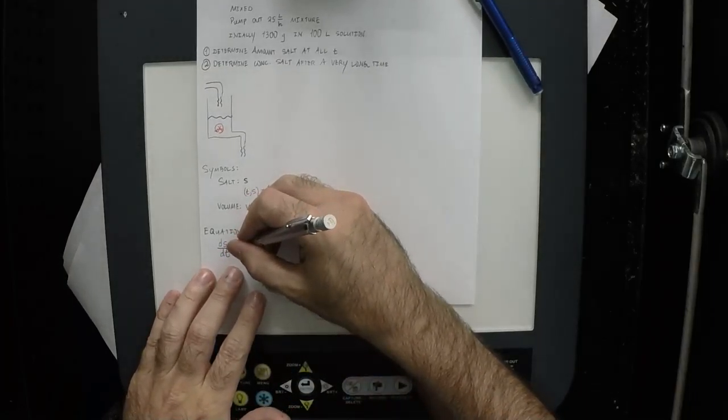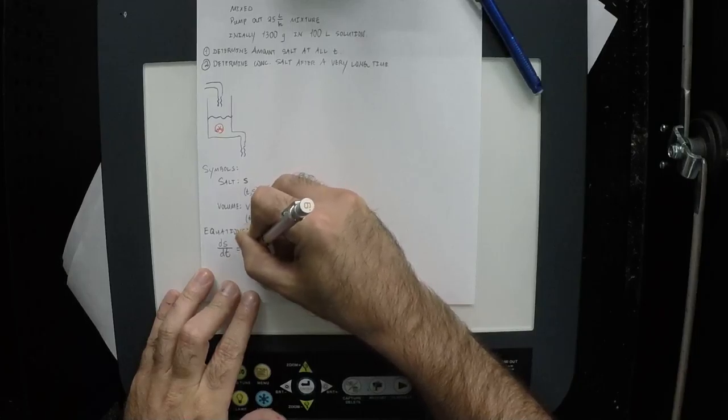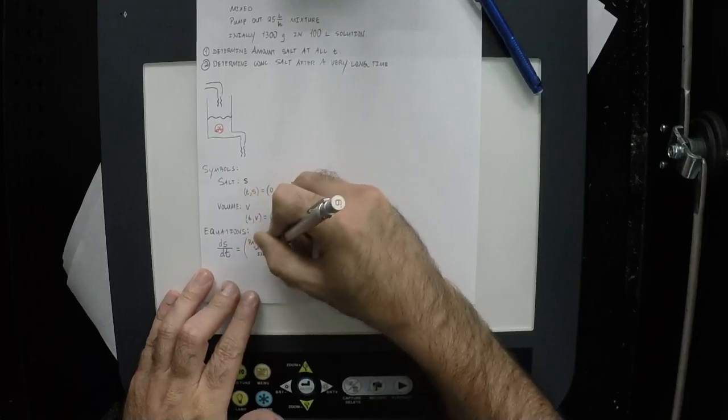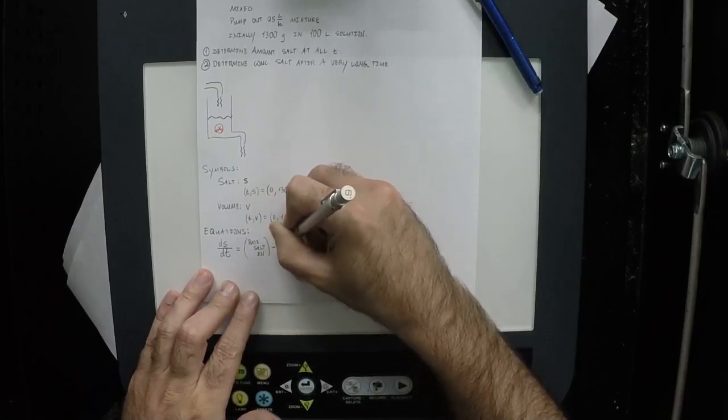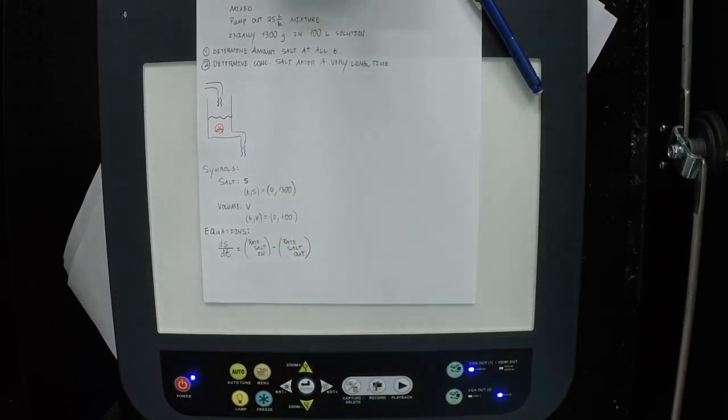So this is the rate of the salt coming in minus the rate of the salt going out. It's simply got to be this way.